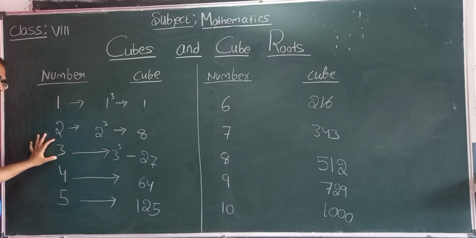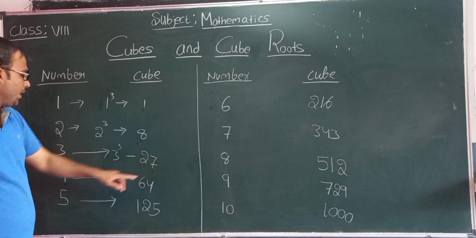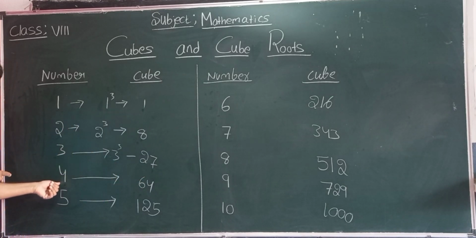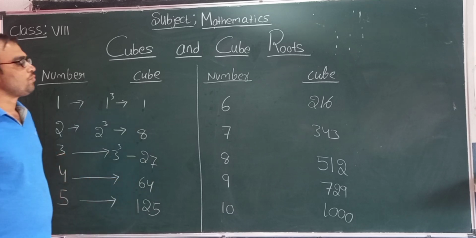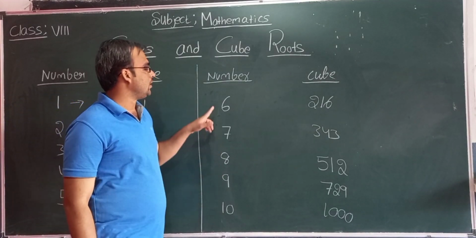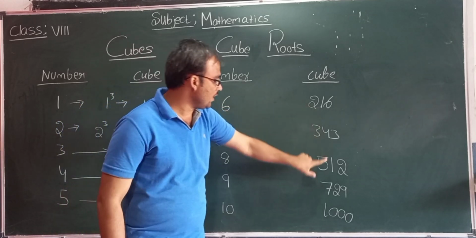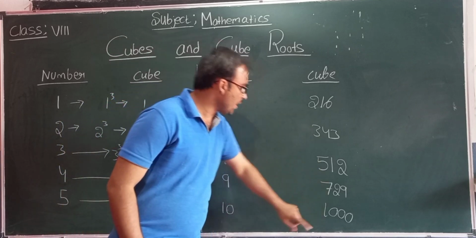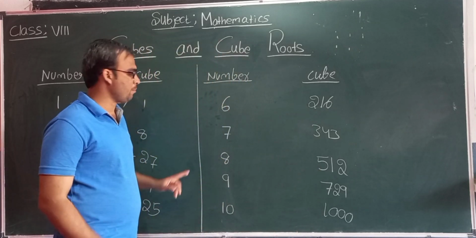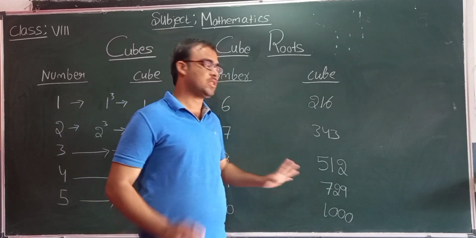Now 3 is an odd number. When we cube it, we are getting 27. 27 is an odd number. In the same way, 4 is an even number. When we cube it, we are getting 64. That is even. Look at this, students: the cubes of even numbers are even, whereas the cubes of odd numbers are odd.